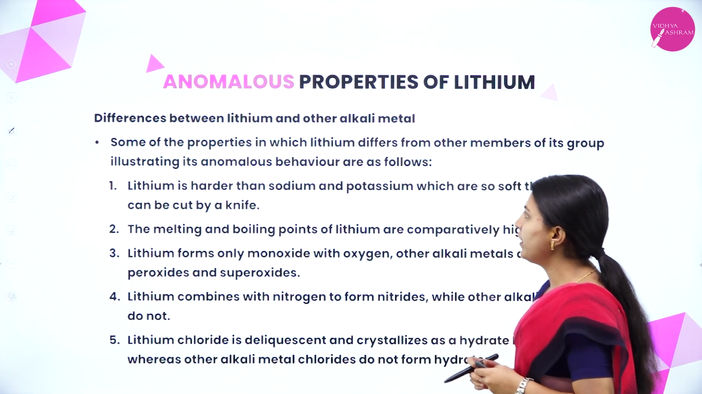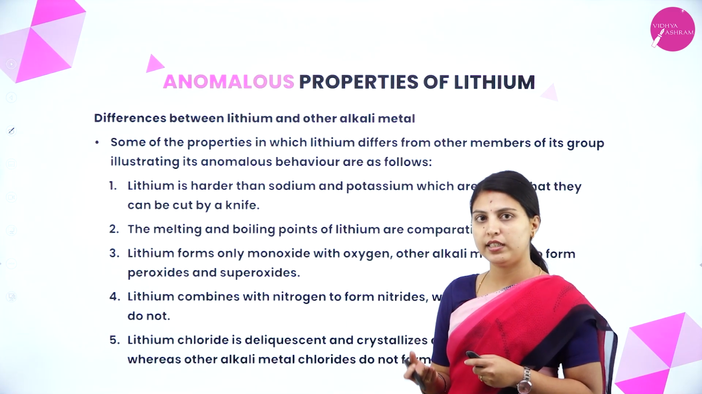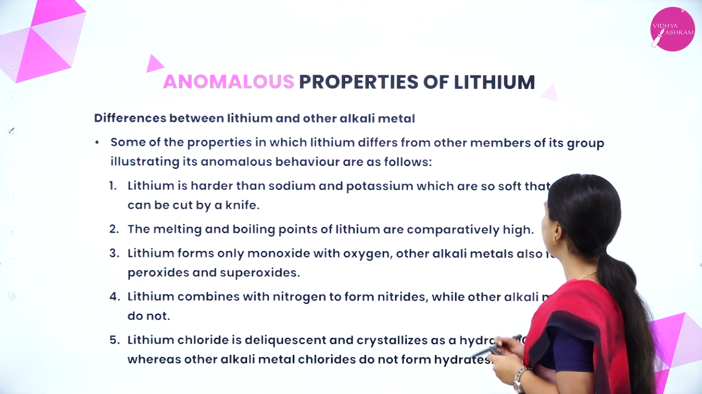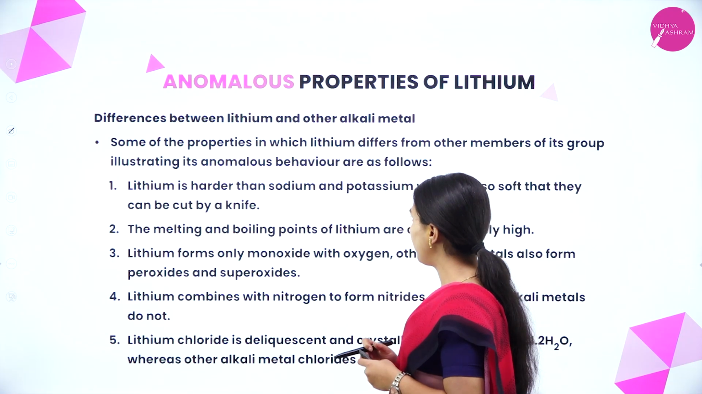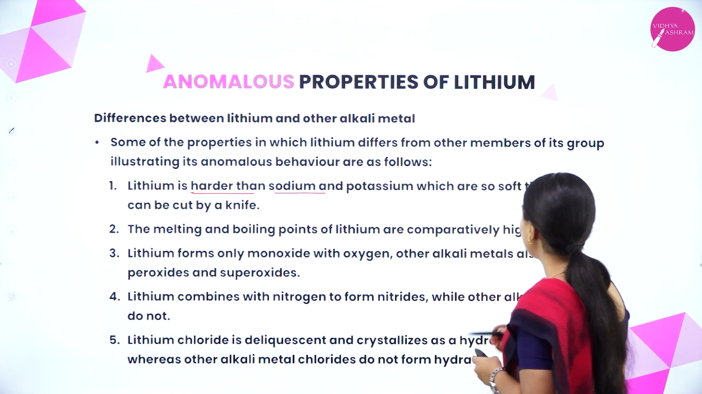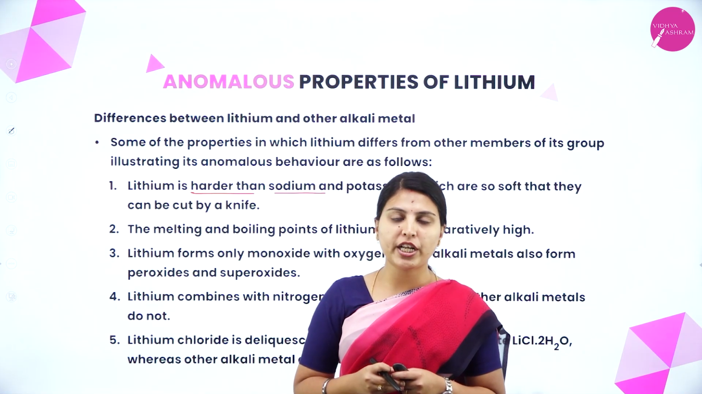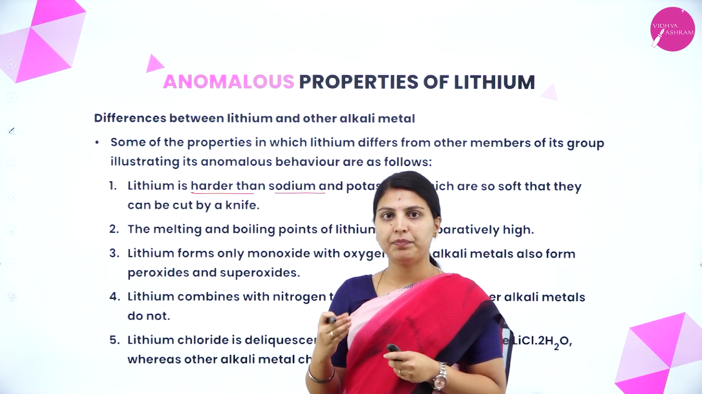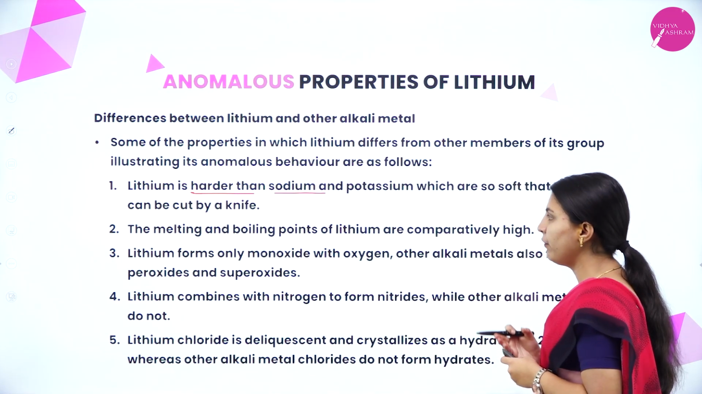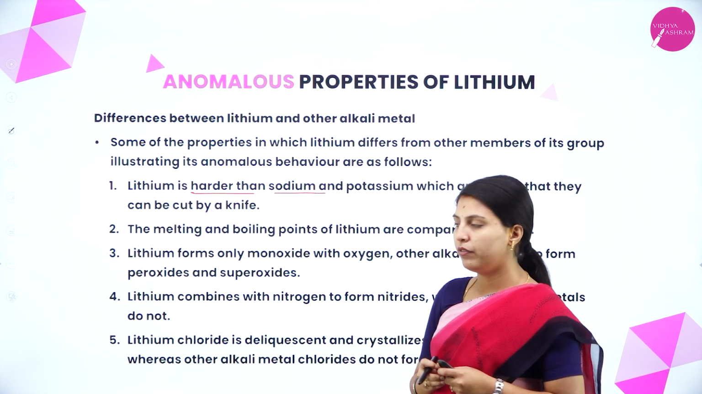Next, differences between lithium and other alkali metals. What differences are present between lithium and alkali metals? Some of the properties in which lithium differs from other members of its group, illustrating its anomalous behavior, are as follows. Lithium is harder than sodium and potassium, which are so soft that they can be cut by a knife. Lithium is very hard, but sodium and potassium are soft metals. We know that we can cut those with a knife itself. The melting point and boiling point of lithium are comparatively very high. Since it is a very hard metal, it has very high melting and boiling points.